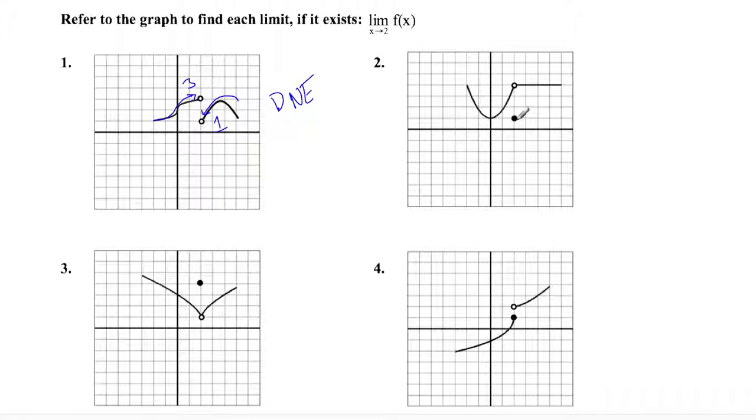Now here, as x is 2, we can see that y is 1. But as x approaches 2 from the left, we're approaching a value of 4. And same with the right. We're getting closer and closer to a value of 4. So the limit here is equal to 4.